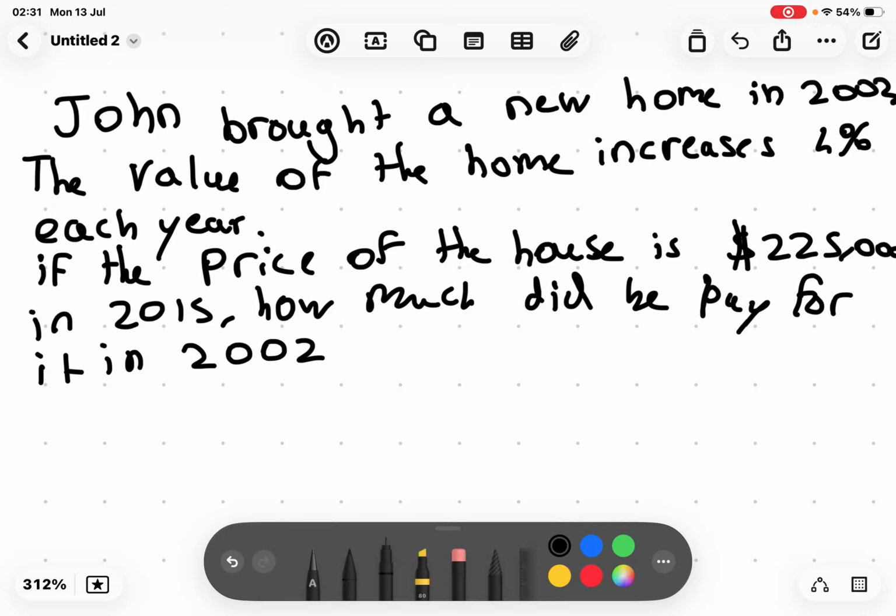Okay, John bought a new house in 2002. The value of the home increases 4% each year. If the price of the house is 2,000 in 2003, how much did he pay for it? Basically, this seems hard. That seems like we have to go back to the accelerating, but since it's still accelerating, we have to use the same formula as we did.